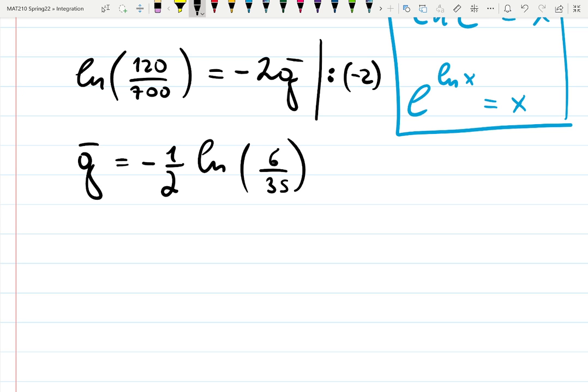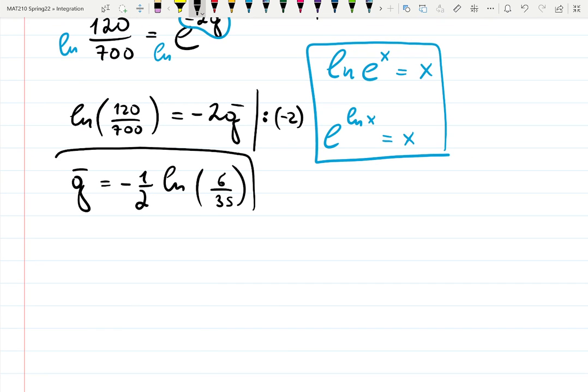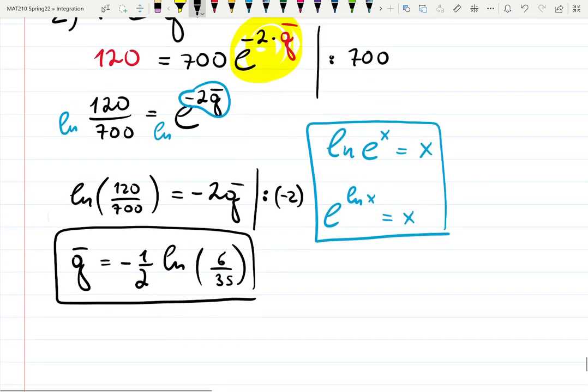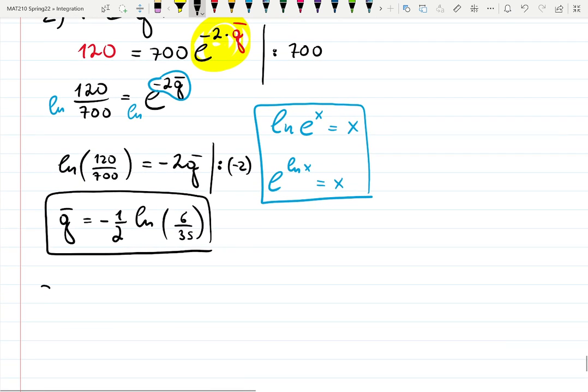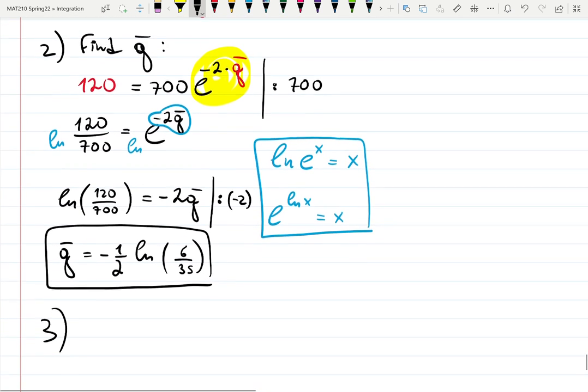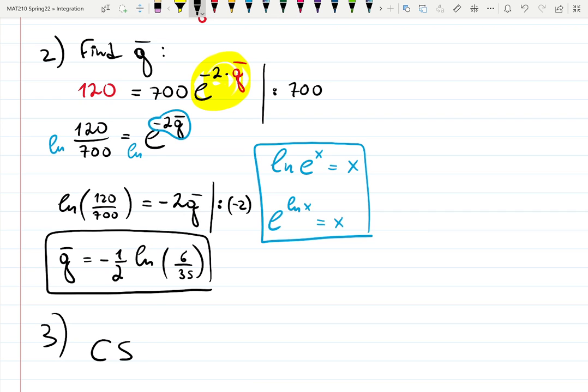Now let's write down the formula. Got distracted a little bit. Put this in the box. You can figure out what number this is, but I like working with exact numbers, so I will keep it as it is. We're looking for CS, consumer surplus, from 0 to negative 1/2 ln 6 over 35. Don't be bothered that it is negative, because actually it's not. The total answer is positive. You can check it. That is because the natural logarithm of 6 over 35 is negative, so negative times negative gives you positive.